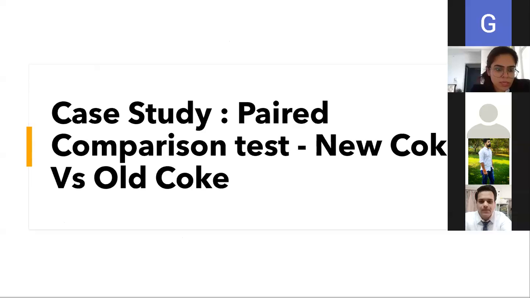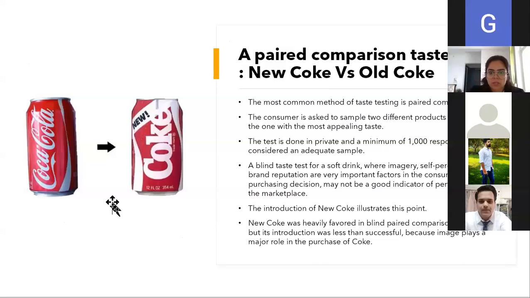Okay, so let me show you this case study of paired comparison. This test was done between new Coke and old Coke, so the consumers were asked to sample two different products and select the one with the most appealing taste. So 1,000 responses were captured for this, and a blind taste test for soft drink was done. What do you understand by blind taste test? A blind taste test for a soft drink, where imagery, self-perception, and brand reputation are very important factors in the consumer's purchasing decision, may not be a good indicator of performance in the market.